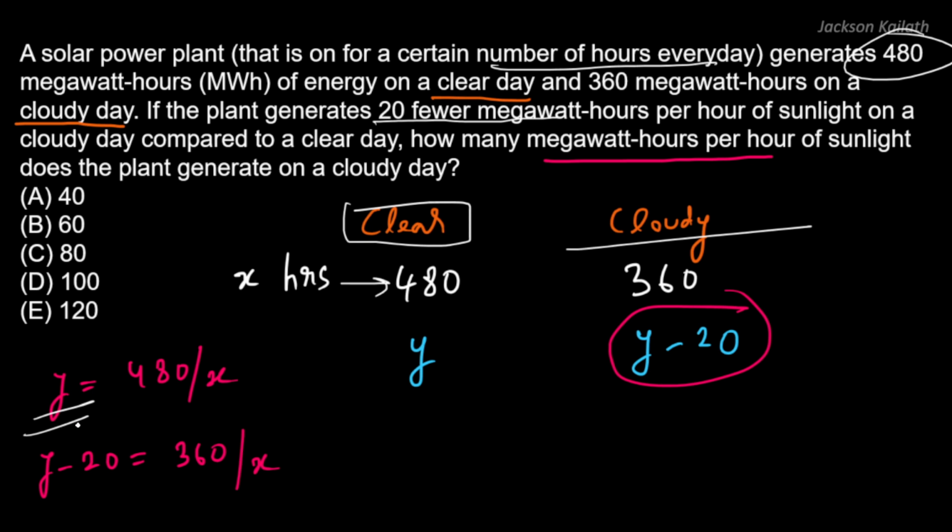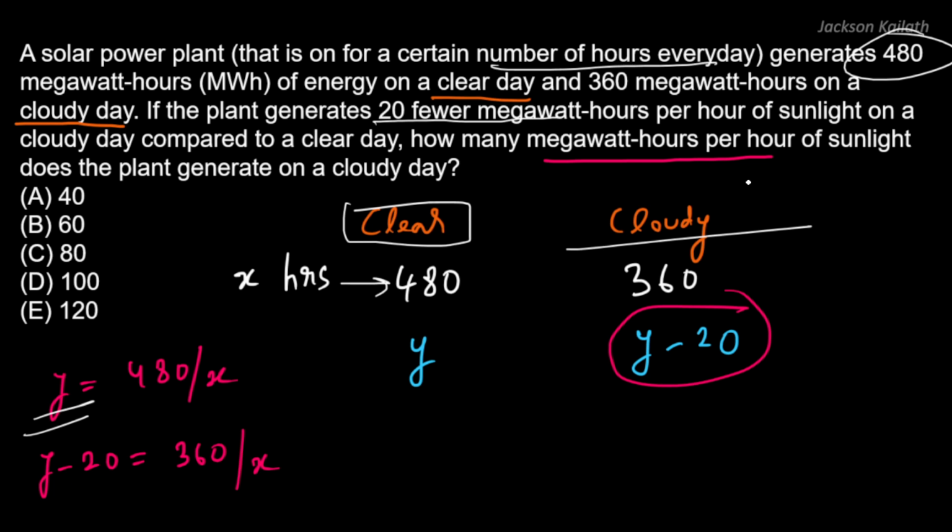Now we have these two equations. We have two variables. We can easily solve it. So if I subtract these two, I can do that easily because the denominator over here is X, and over here as well is X. So if I subtract these two, Y minus 20 will give you 20, right?